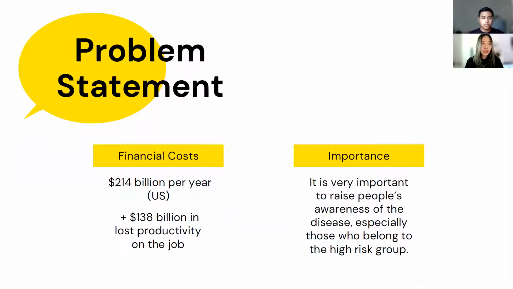So the number of deaths due to cardiovascular diseases, which we have discussed previously, becomes a problem in the medical world. These diseases cost the US healthcare system about $214 billion per year, only in the US, and also cost an additional $138 billion lost in the productivity of the job. It is very important to raise people's awareness of the disease, especially to those who belong to the high-risk group. Therefore, the problem that we would like to solve here is whether or not age and gender influence the risk of heart disease. We are attempting to solve this by building a simple model to predict heart disease using logistic regression, KNN, and also random forest, and then measure its performance.